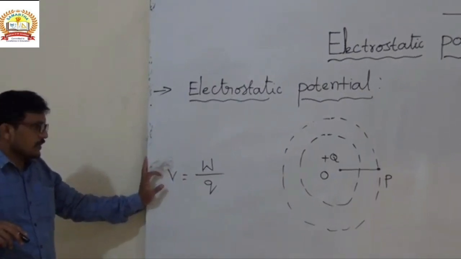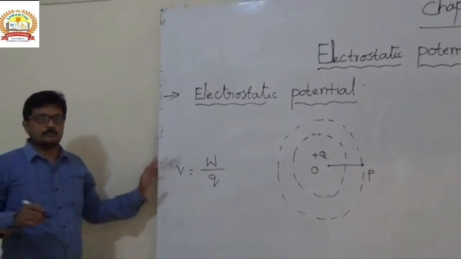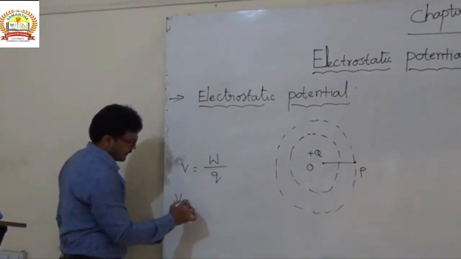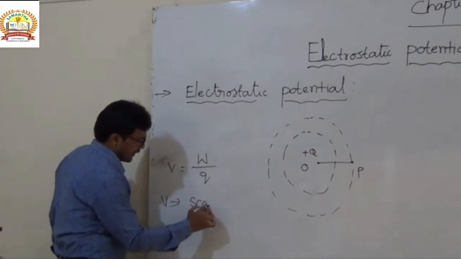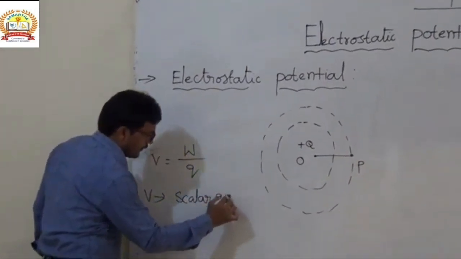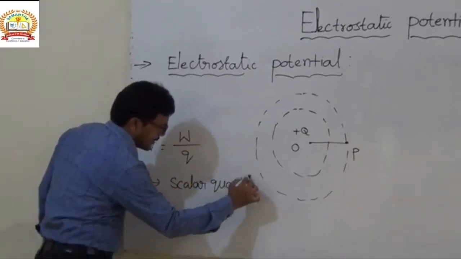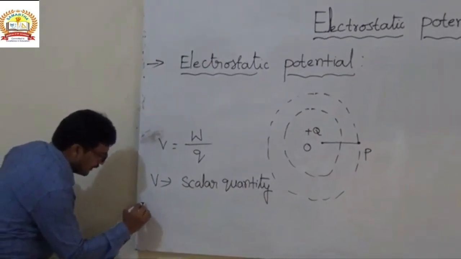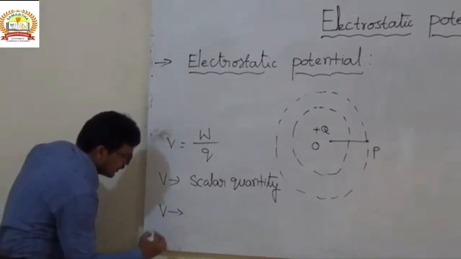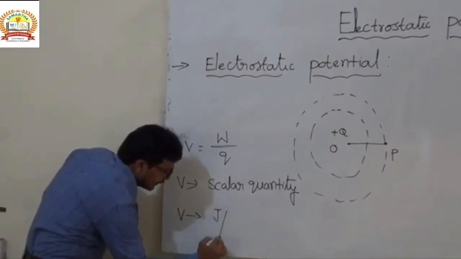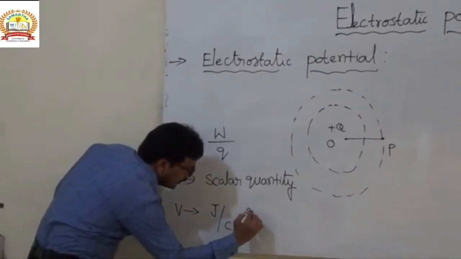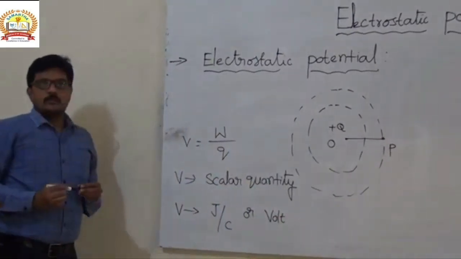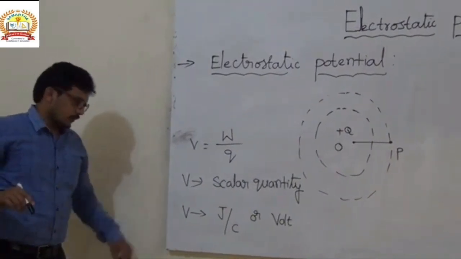And this electrostatic potential is a scalar quantity. The electrostatic potential V is a scalar quantity. And the units of electrostatic potential are joule per coulomb, or volt.